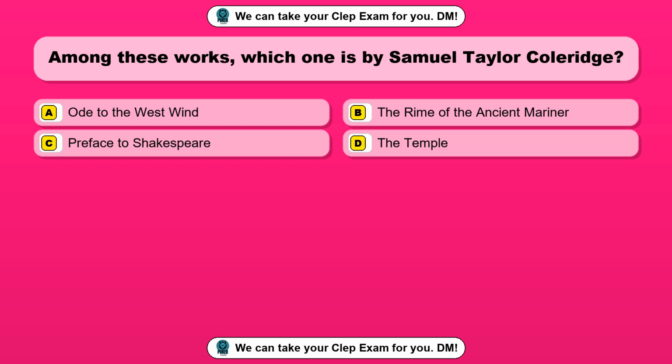Among these works, which one is by Samuel Taylor Coleridge? Option A. Ode to the West Wind. Option B. The Rime of the Ancient Mariner. Option C. Preface to Shakespeare. Option D. The Temple. The correct answer is option B.